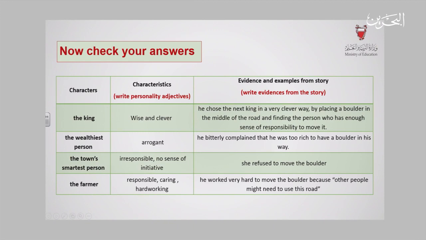Last but not least, the farmer, because he showed that he was responsible, caring, and hardworking. How? He worked very hard to move the boulder because other people might need to use this road.